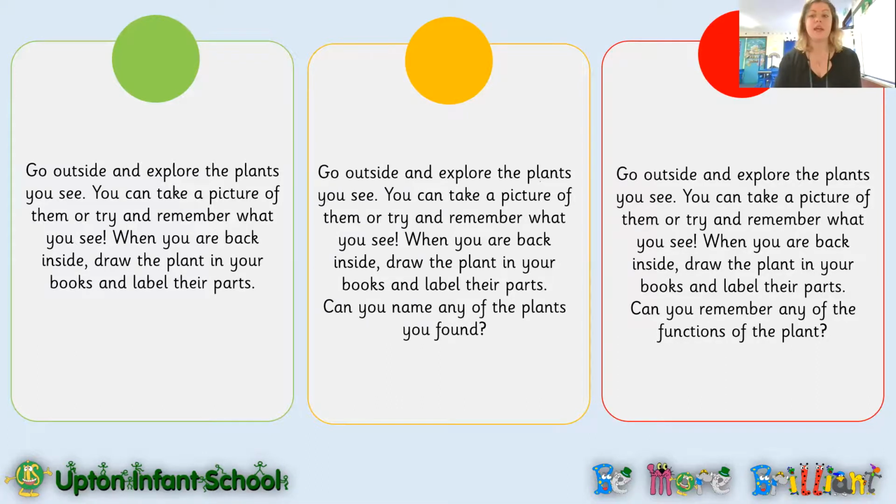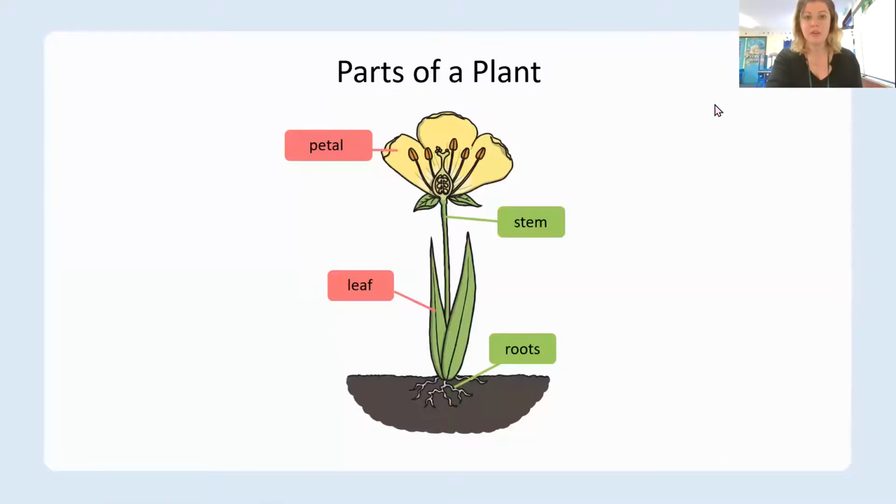So if you are labeling the roots, I want you to tell me what the roots do. If you're labeling the leaves, you could say the leaves make food for the plant. Okay, so pick your colour and have a good go. So in your book, it would look something like this. So you'd have your plant drawing there, and then you'd have your labels there. Depending on what colour you are doing, you might have some more writing underneath there.